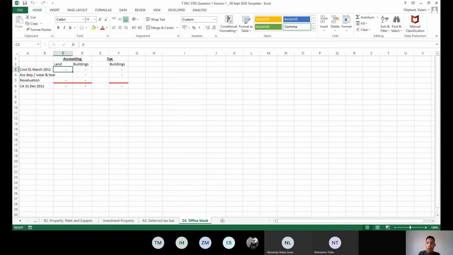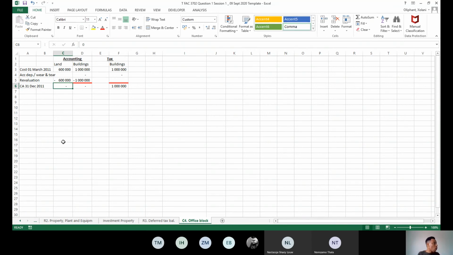Right? Fine. Now, if you go to the question, you would have seen that, the same as the office block, it was split between land and building. So your land would have cost you, I think, 600,000, and then your buildings would have cost you, I think, R1 million. Because altogether it was 1.6 million.